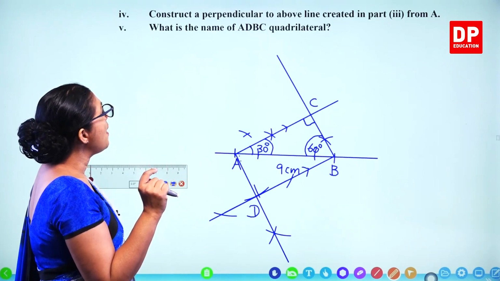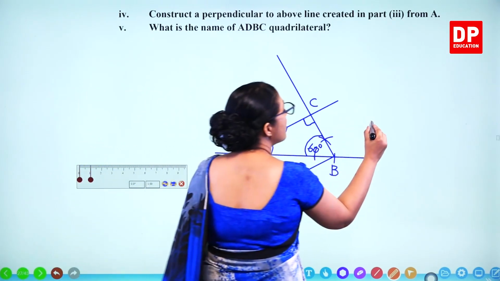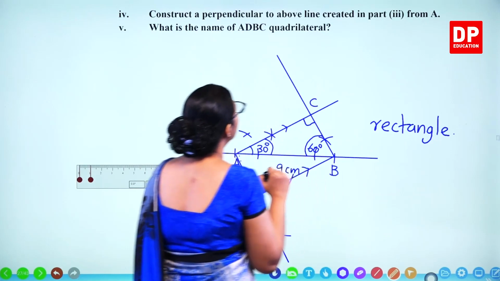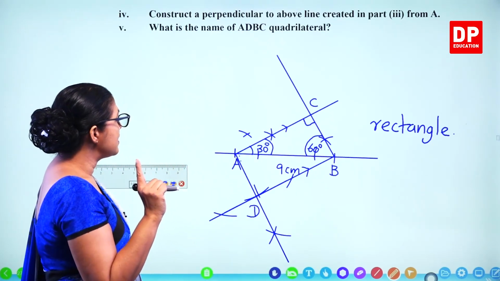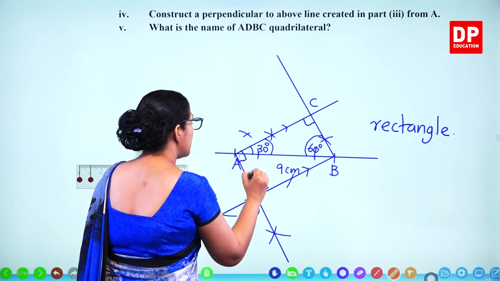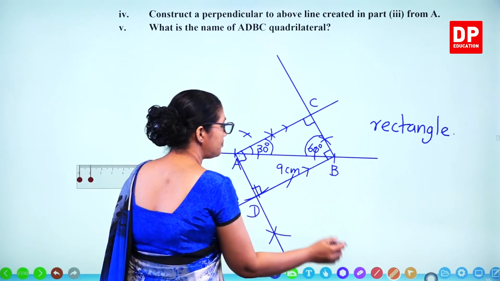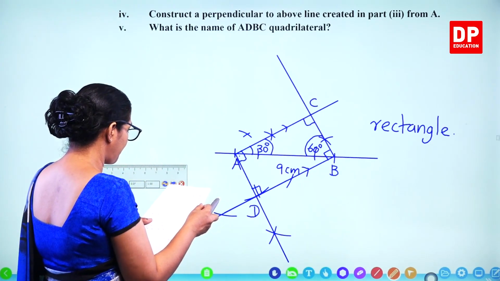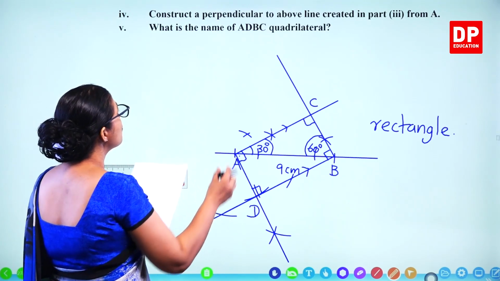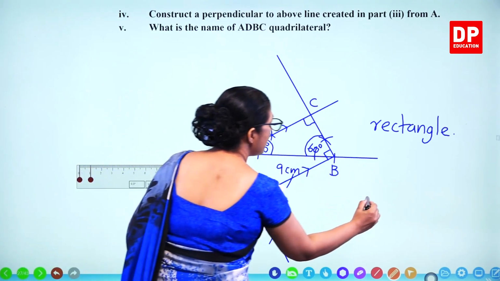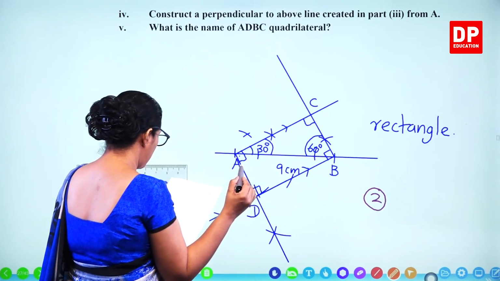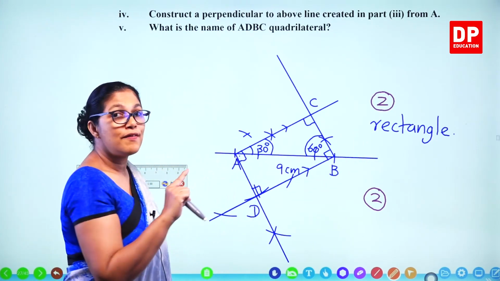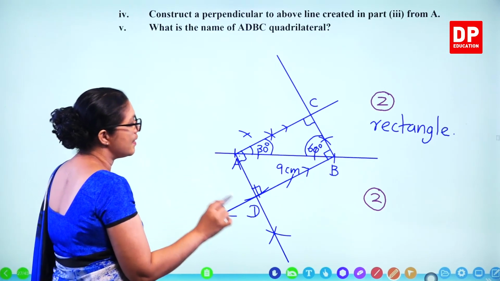So, what is the shape? It's a rectangle. So, you have to write a rectangle because the 90-degree angles are there. So, all these are 90-degree angles. Okay, how many marks for that part? So, you are getting 2 for drawing this perpendicular line and another 2 for mentioning this is a rectangle. So, 2, 2, 4. Previously, we gave 6 marks, altogether 10 marks.